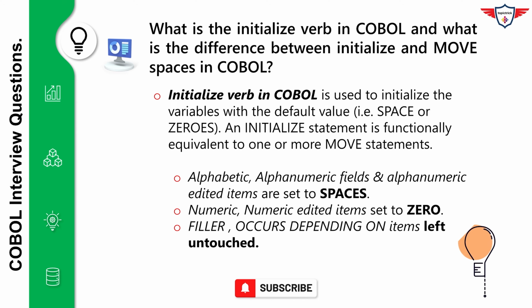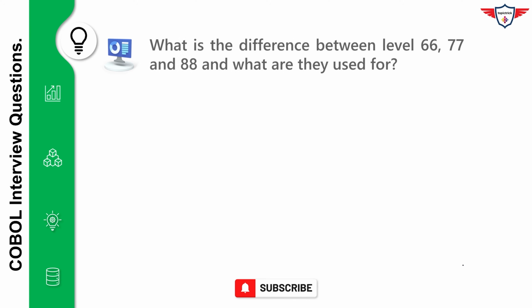However, it is unproductive to initialize an entire group, unless you require all the items in the group to be initialized. In COBOL, alphabetic, alphanumeric fields, and alphanumeric edited variables are set to spaces. However, numeric edited items are set to 0. Finally, the filler items are left intact.